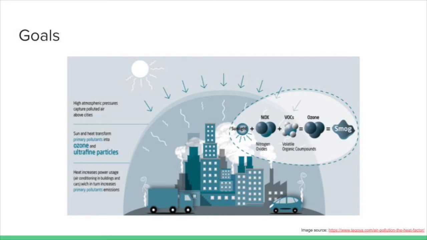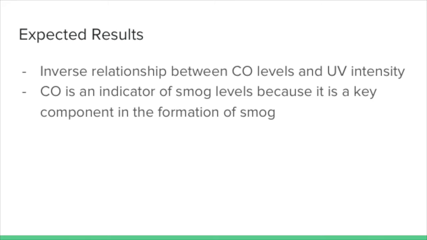Before conducting our experiment, we hypothesized that CO and UV levels would have an inverse relationship. We expected that as CO increased, more particulates would be in the air and would reflect more UV light. As CO is a main reactant in the formation of smog, it reasons that as CO increases, smog will too.